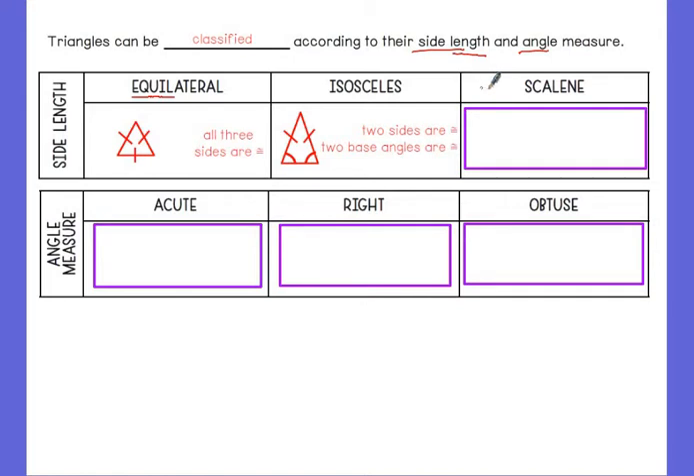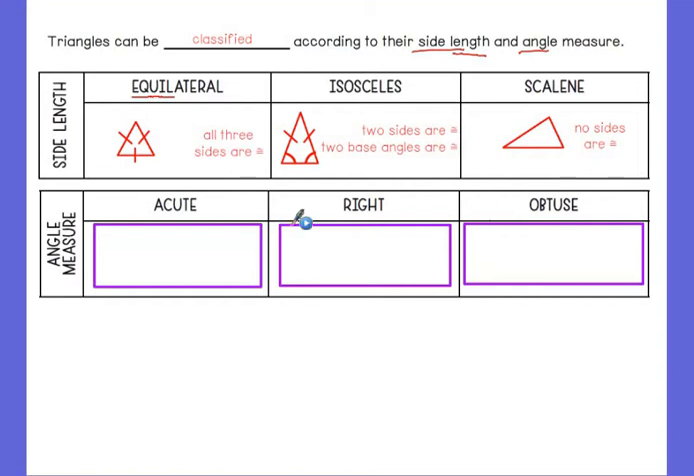Last one is a scalene triangle. A scalene triangle has no sides that are congruent. No tick marks. No sides are congruent. That's classifying triangles by their side length.